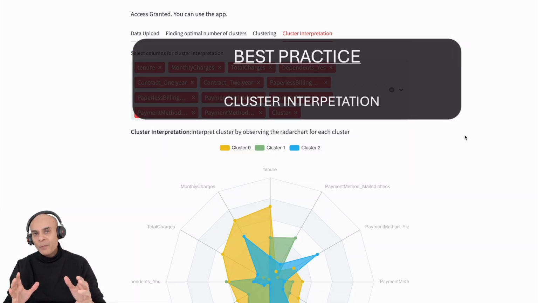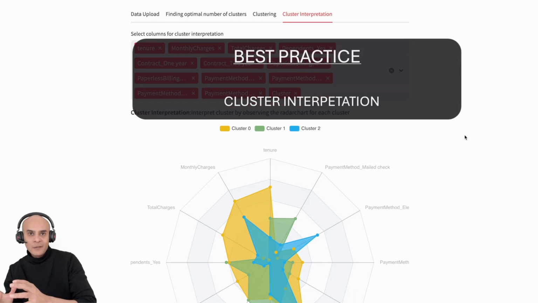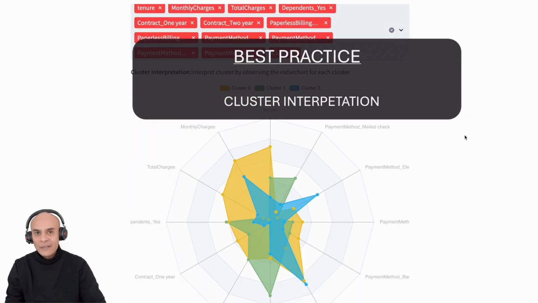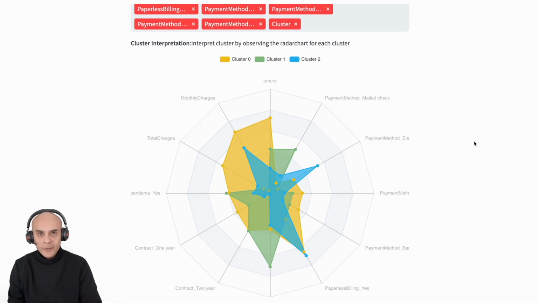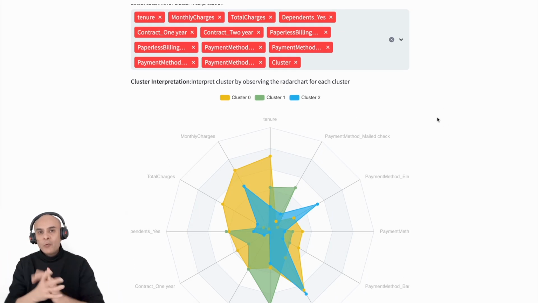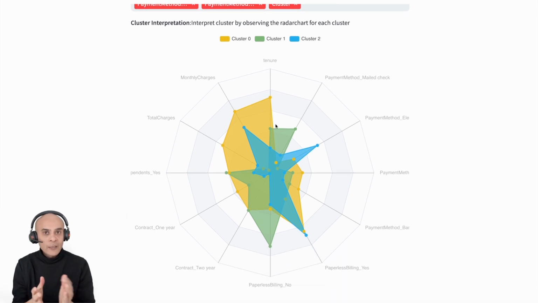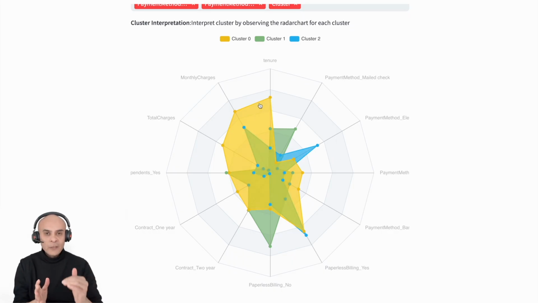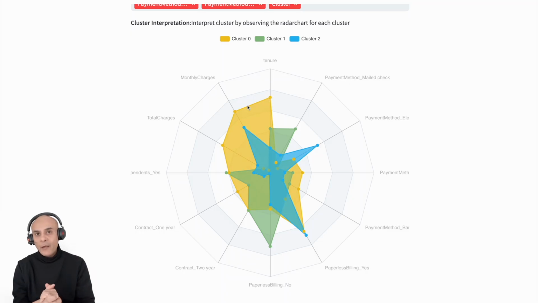And this is very important because if you do not interpret the clusters, the clustering itself would not make sense. So let us see the cluster interpretation. And one of the best practices is to use a radar chart which can help you interpret the clusters. And it's also useful not to overload the radar chart, but just select a few fields which can help you interpret the clusters. And here on this radar chart, you see 3 areas: the orange area, the green area, and the blue area. So the orange, if you see, corresponds to the customers who have a high tenure and who are paying a high total charges.